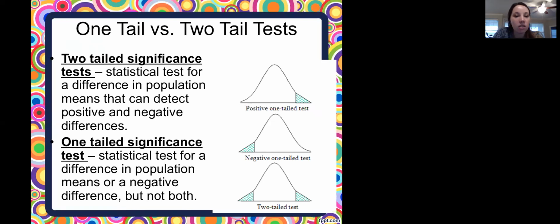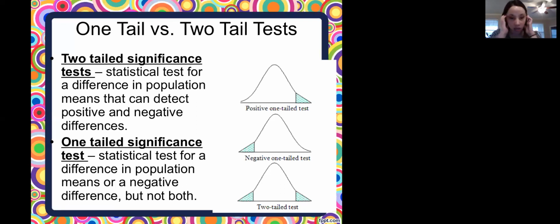So a two-tailed significance test is one where a difference in population means can detect positive and negative differences. So that's this one here at the bottom. So remember, like I said in the previous video, we use two-tailed tests when we're not really sure how our data are going to fall. So if we are not sure whether we're going to get a positive or negative result, it would be more prudent to use the two-tailed t-test because it is sensitive to both positive and negative extreme results.